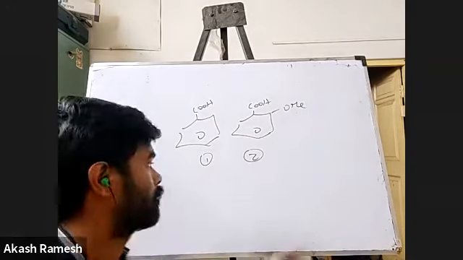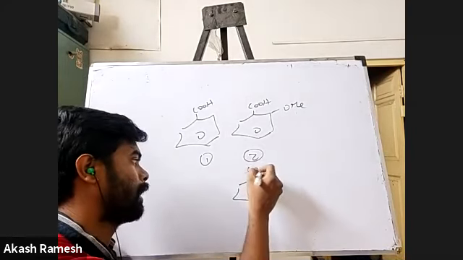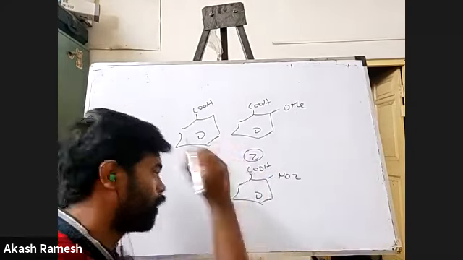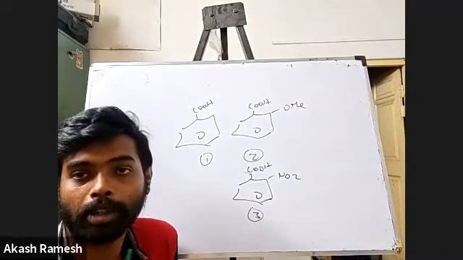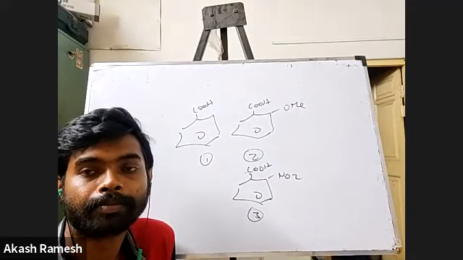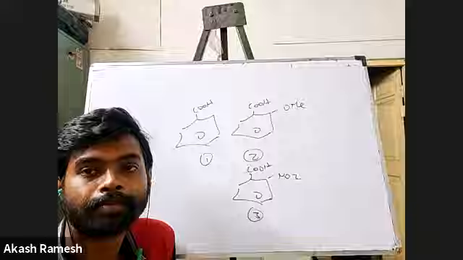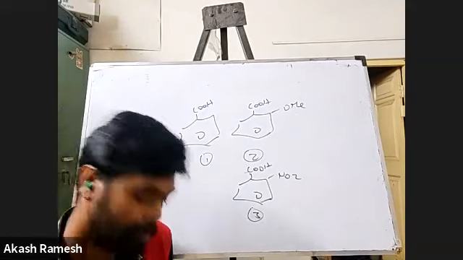Okay, let me give you one more. I have COOH with an NO2, and this is 3. Can you arrange them in the order of acidic strength? The third one will be most acidic, sir. Okay, fine, correct. Then the first one and then the second one.